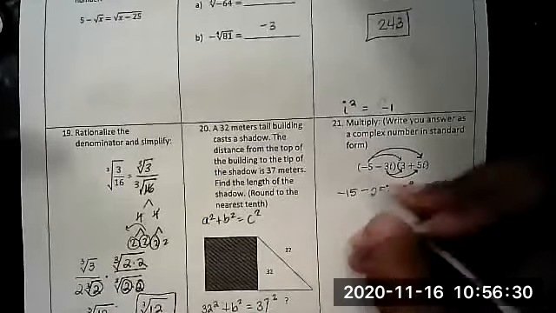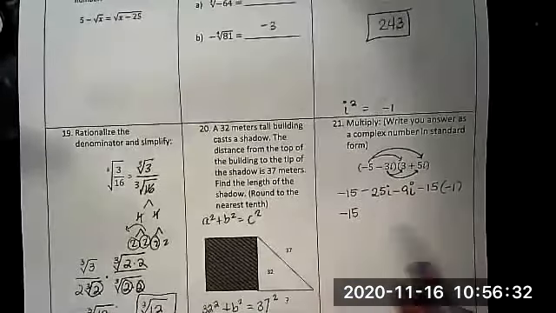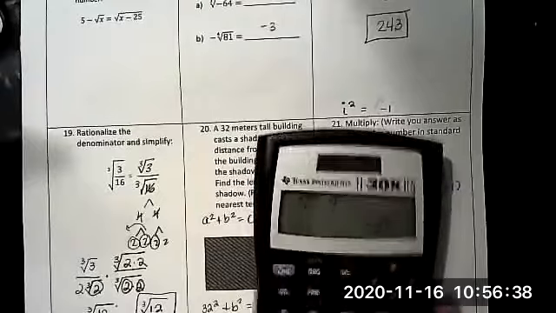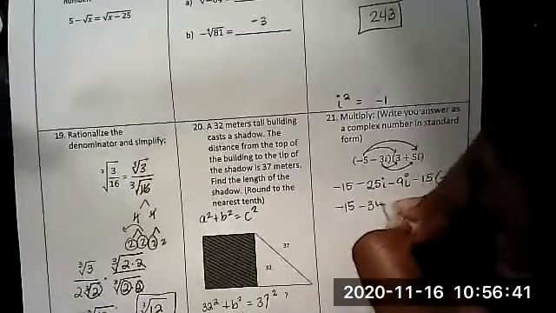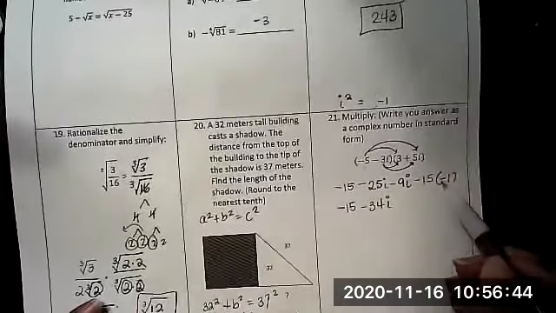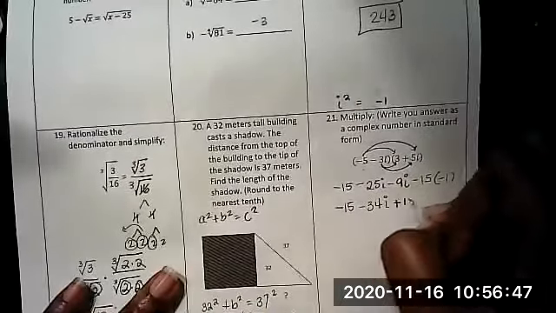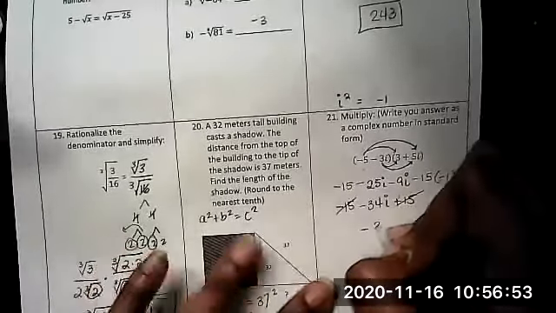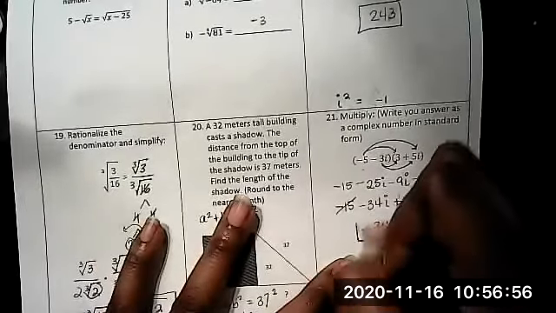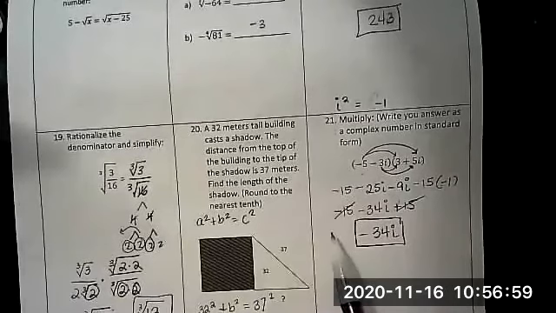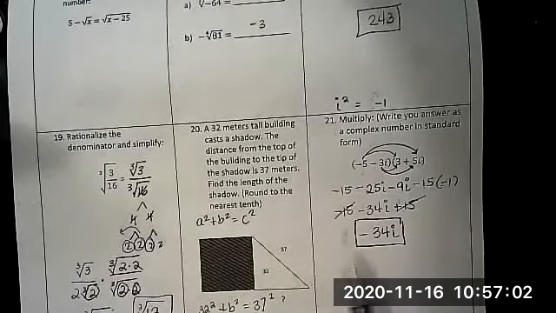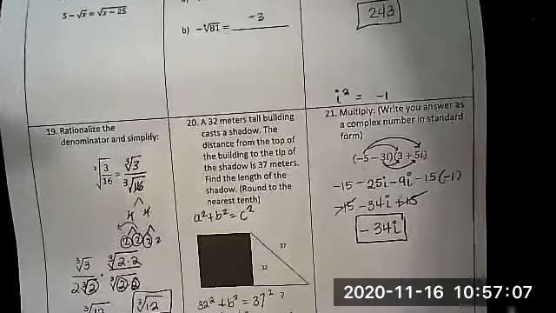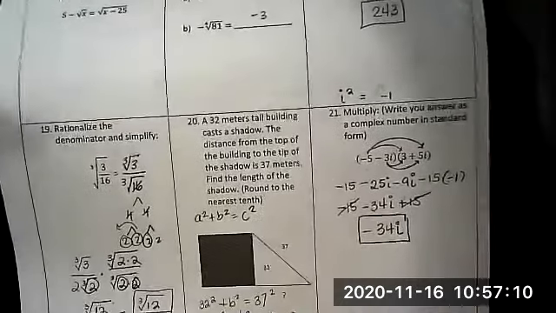So now negative 15 stays the same. We combine these two: we have negative 25 and negative 9. Negative 25 minus 9 is negative 34i. And then we have negative 15 and negative 1, and that becomes positive 15. The two 15s, negative 15 and positive 15, cancel out. Negative 34i is your answer. If there was a number like 2 or 7 or whatever, you'd put that first, so it'd be like 8 minus 34i. But in this case, the i term is the only answer.